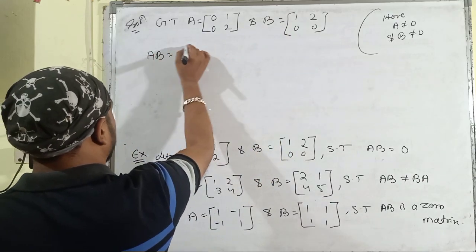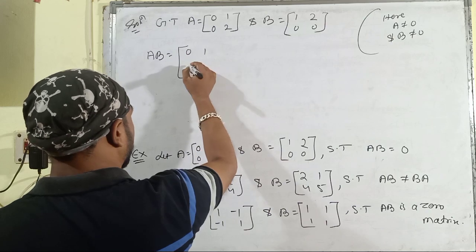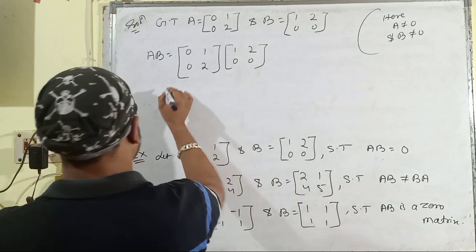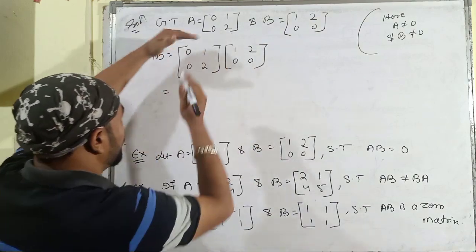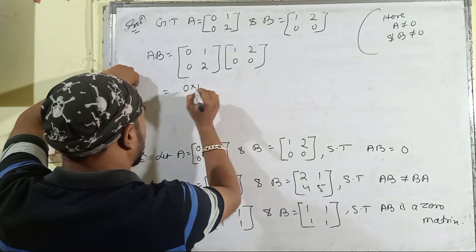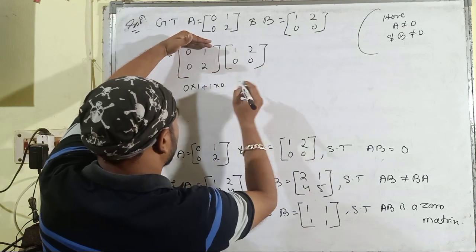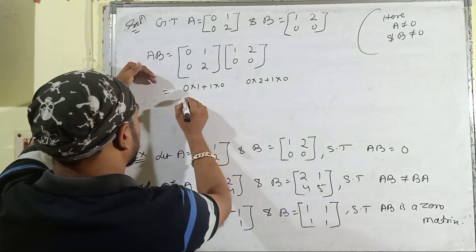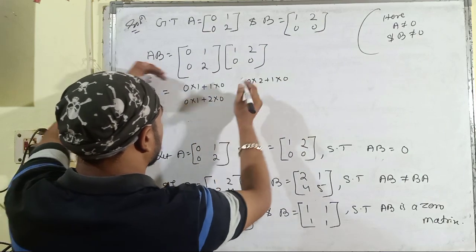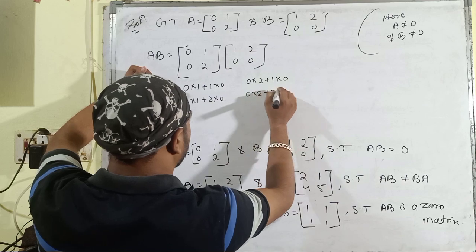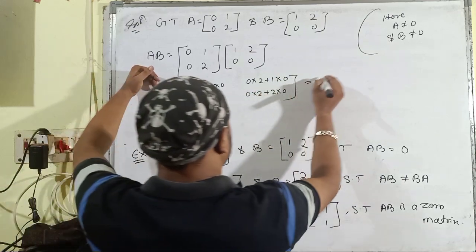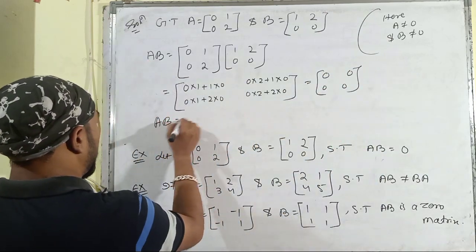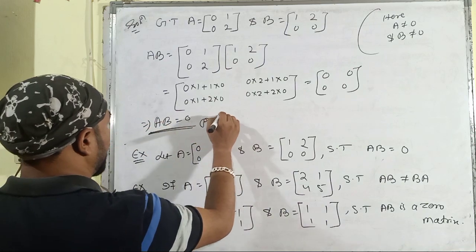So first of all, we have to find out the multiplication of A and B. That means [0, 1; 0, 2] and then [1, 2; 0, 0]. We go through the same row-column approach. 0 multiplied with 1 plus 1 multiplied with 0, then 0 multiplied with 2 plus 1 multiplied with 0, then 0 multiplied with 1 plus 2 multiplied with 0, then 0 multiplied with 2 plus 2 multiplied with 0. All the elements of the resultant matrix will be 0, that is AB is equal to a zero matrix, and here it has been proved.